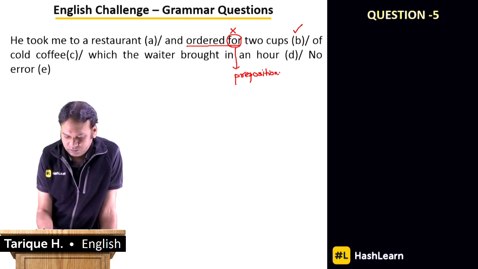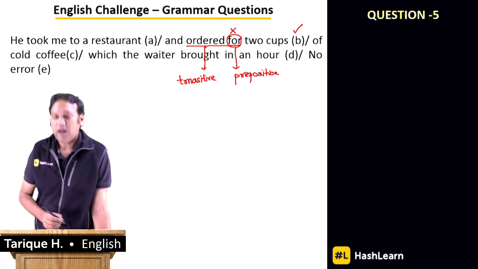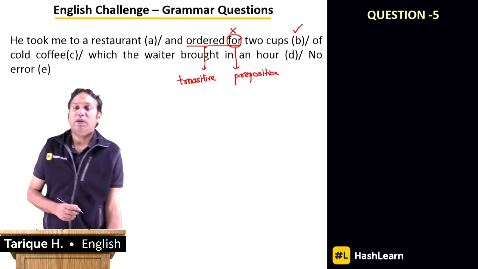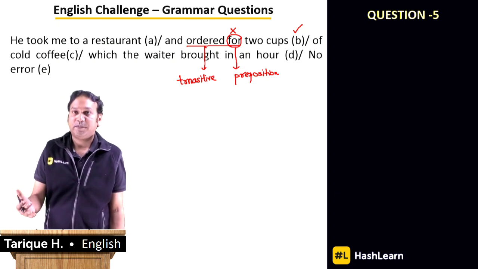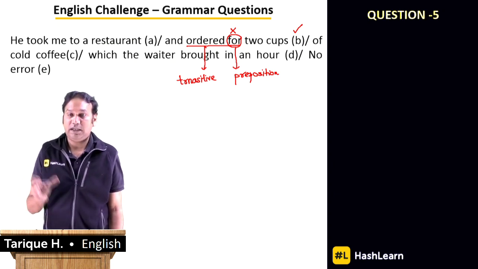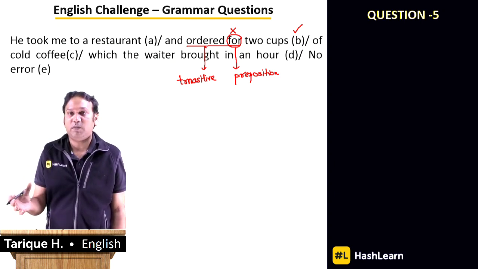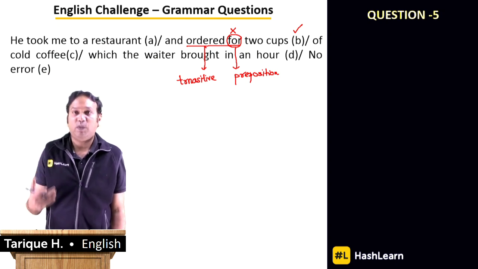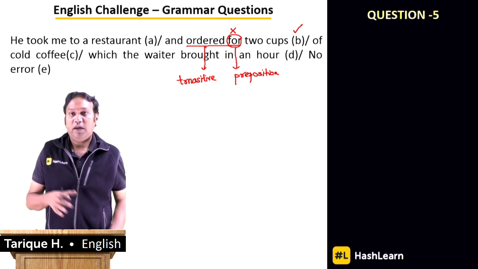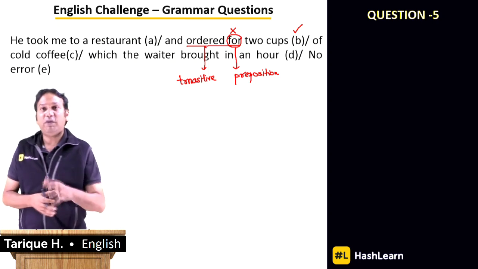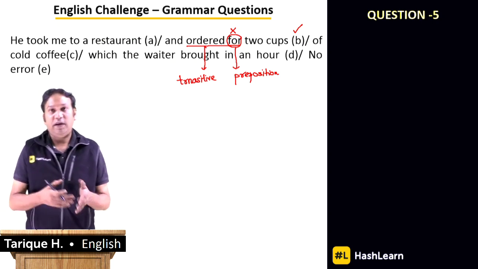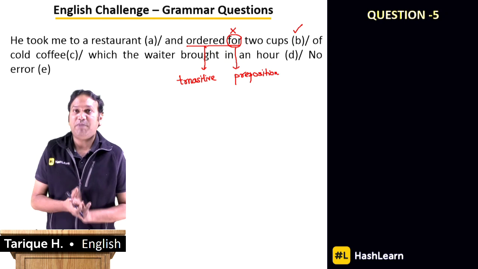Now why is it wrong? Because ordered is a transitive verb. There are 2 types of action verbs that we have in the English language, transitive and intransitive. The transitive verbs are ones which take a direct object. For example, I'm writing a letter. So writing is a transitive verb, a letter is the object. There's no preposition in between. There are some verbs which require a preposition. For example, running. He's running in the ground. So in is a preposition.